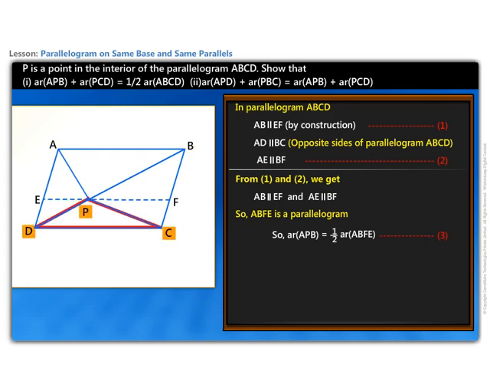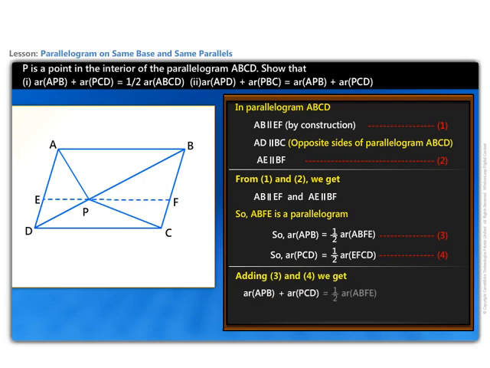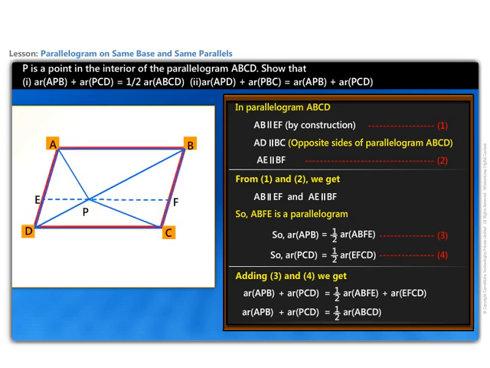Similarly, triangle PDC and parallelogram DEFC are lying on the same base and between same parallels CD and EF. So, area of triangle PCD is equal to half the area of parallelogram EFCD. Consider this as equation 4. Adding equations 3 and 4, we get area of triangle APB plus area of triangle PCD is equal to half the area of parallelogram ABCD. Let this be equation 5.